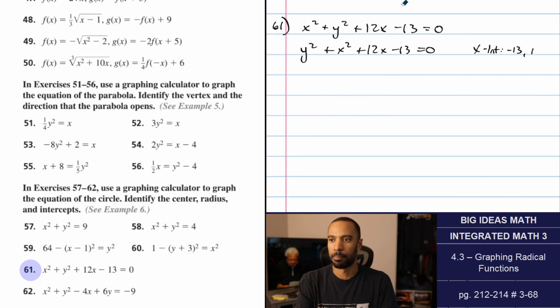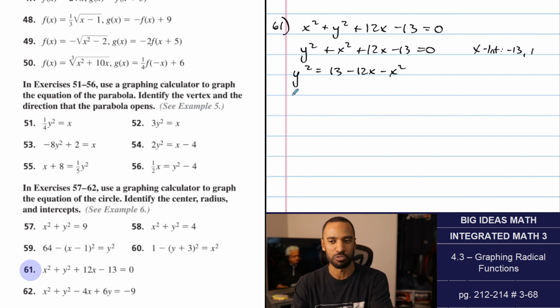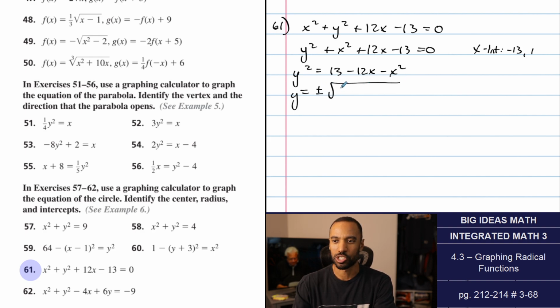So, okay, we're just going to move all these to the other side of the equation. We're going to keep it basic. Subtract x squared. Let's see. Should I put the 13 first? We've been kind of doing that before. 13 minus 12x minus x squared. It looks a little weird. It's anti-standard form, but it just kind of keeps the front thing positive. Plus or minus square root of 13 minus 12x minus x squared.